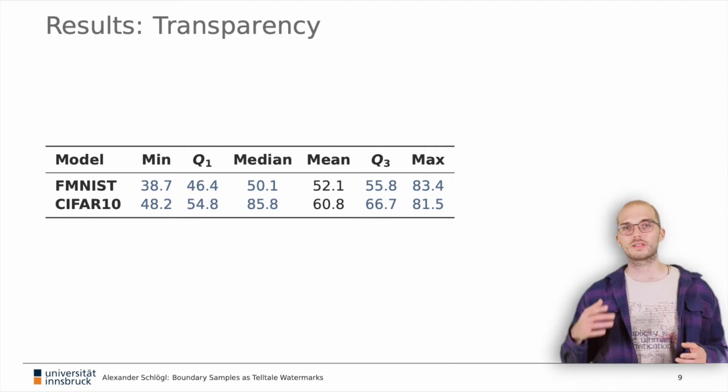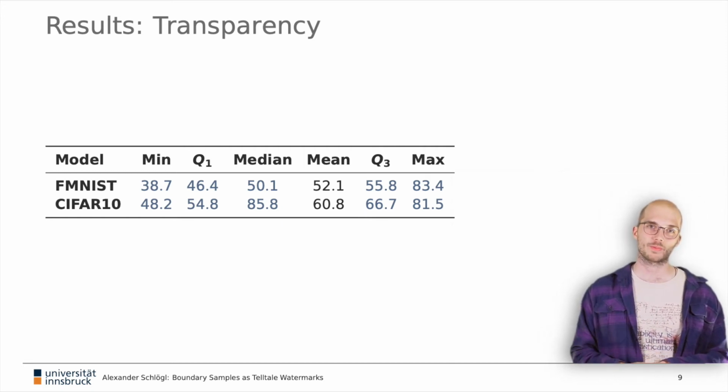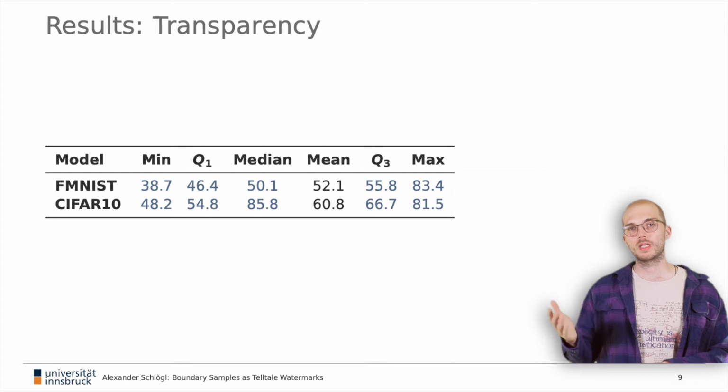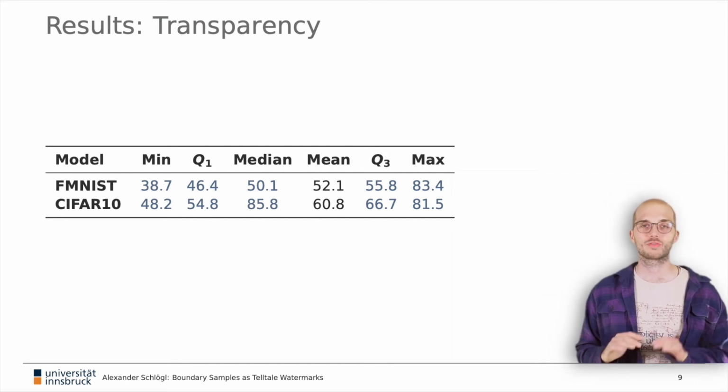The next metric is the transparency of successful samples. Both median and mean are above our constraint of 50 decibels for both datasets.